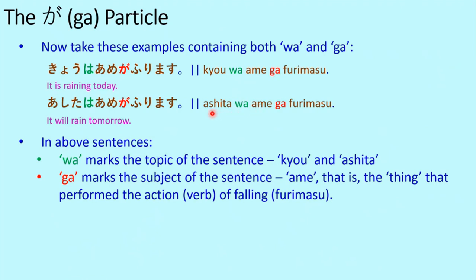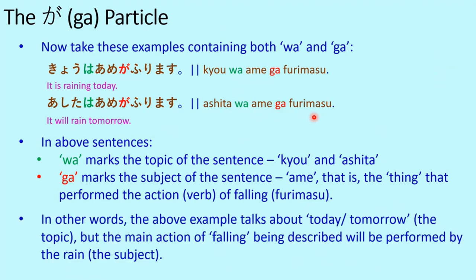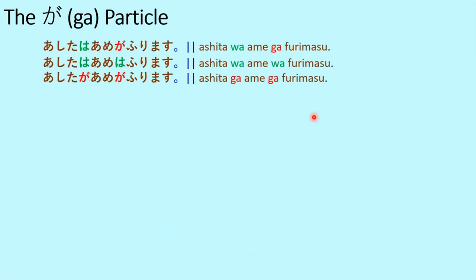Similarly, in the second one, ashita wa ame ga furimasu, ashita or tomorrow is the topic and ame is the subject. So topic will be followed by wa, subject will be followed by ga. Ashita wa ame ga furimasu. In other words, the above example talks about today or tomorrow, the topic, but the main action of falling being described will be performed by the rain, which is the subject.